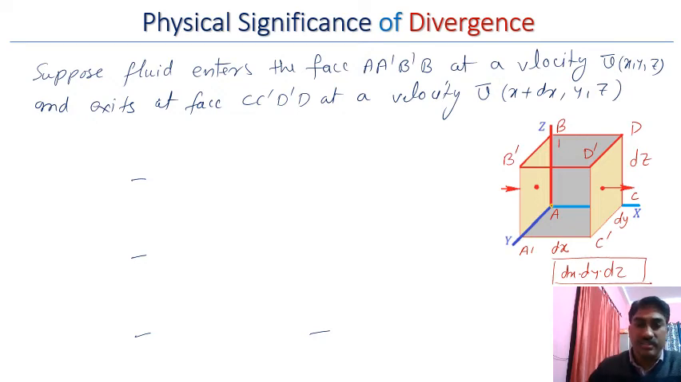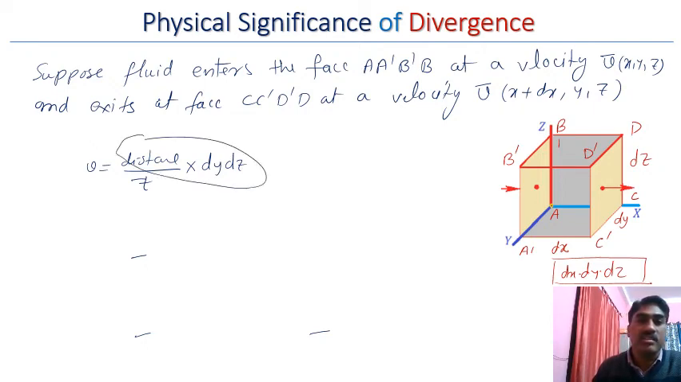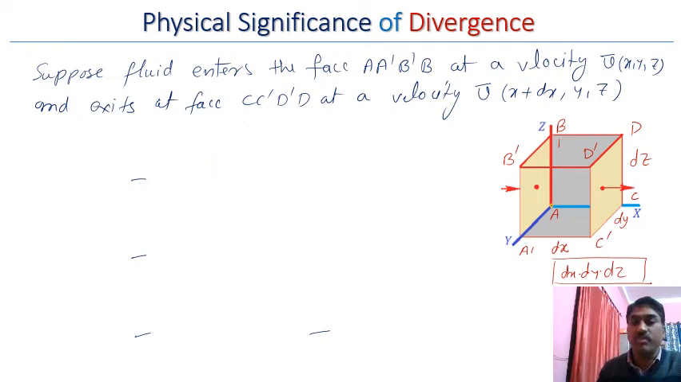Now let us analyze this. So what is the volume entering in the fluid? You know that velocity is distance traveled per unit time, and if we multiply this with the area of the face, what is the area of the face? A dash B B dash, this area is dy dz. So this area into distance travel is the volume passing per unit time. So we will consider this volume and name it as volumetric flow rate. Volumetric flow rate means volume passing from a phase per unit time.